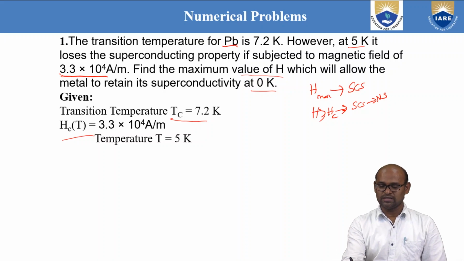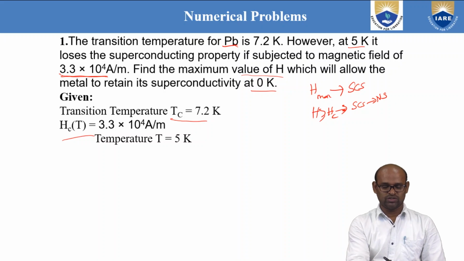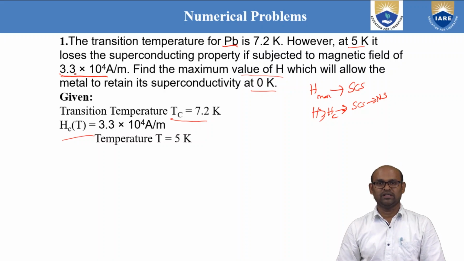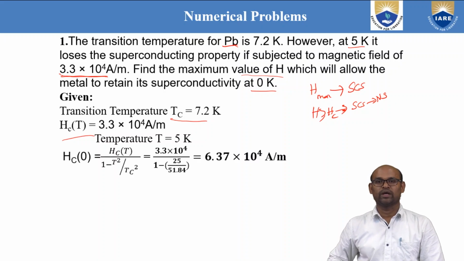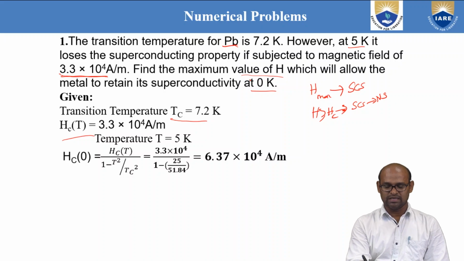And then they have mentioned the other temperature, 5 Kelvin. 5 Kelvin is the temperature where it is going to lose its superconducting state if we apply this critical magnetic field, 3.3 into 10 power 4 amperes per meter. So now we have to calculate the maximum value of H which will allow the metal to retain its superconducting state at 0 Kelvin.